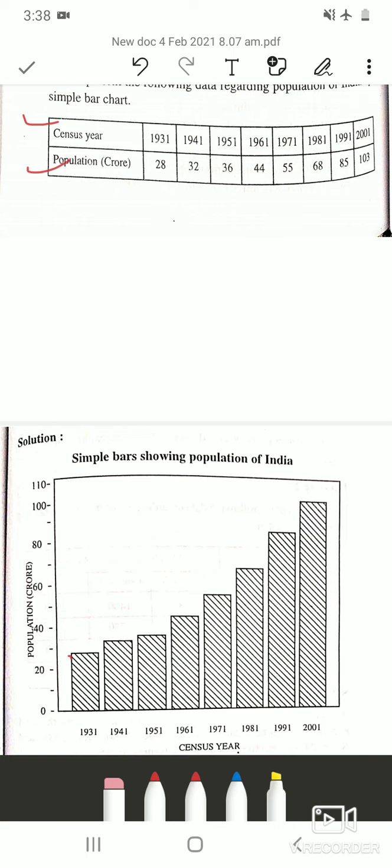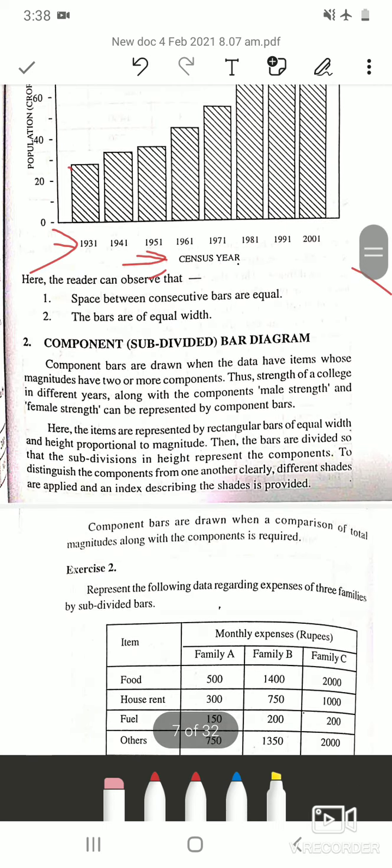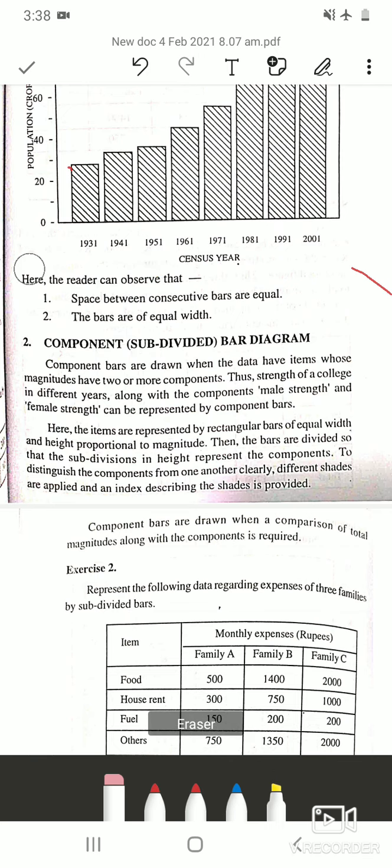So similarly, plot the rectangular bars for each year. Make sure that the rectangular bars are of equal width and the difference between each bar is same. And don't forget to write the title of the graph, what y-axis and x-axis represents, and don't forget to write the years also. So this was about simple bar diagram.